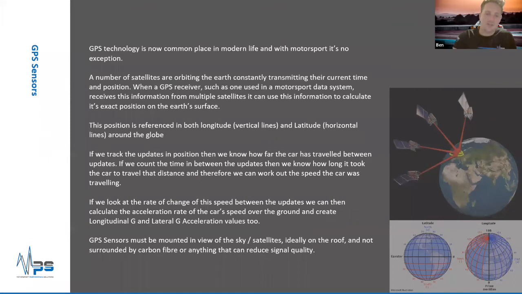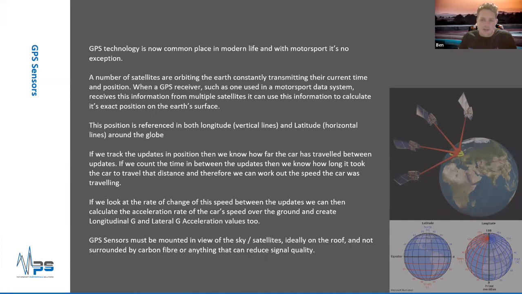I touched on this briefly. GPS technology is now commonplace in our everyday lives. Our smartphones have it, and probably most of our cars do. I won't go into too much detail on the slide, but it uses a series of satellites orbiting the Earth to communicate with, and from that it can accurately calculate its position on the Earth's surface.